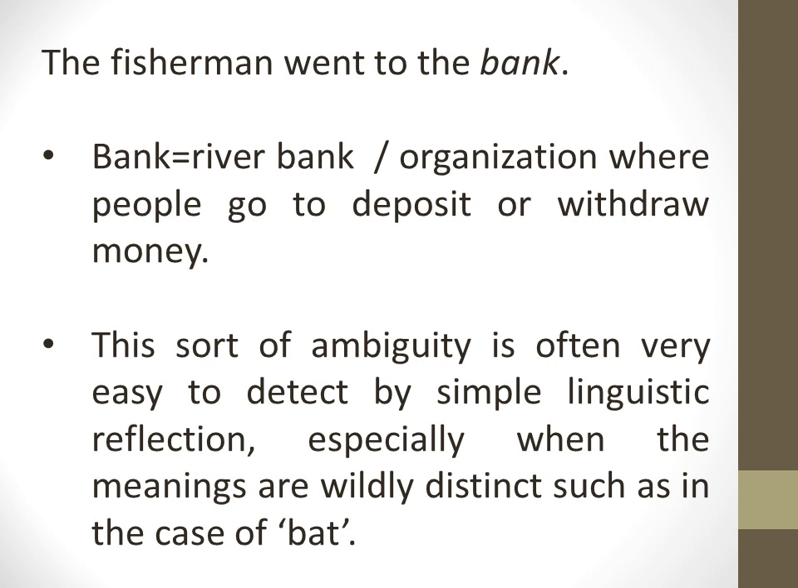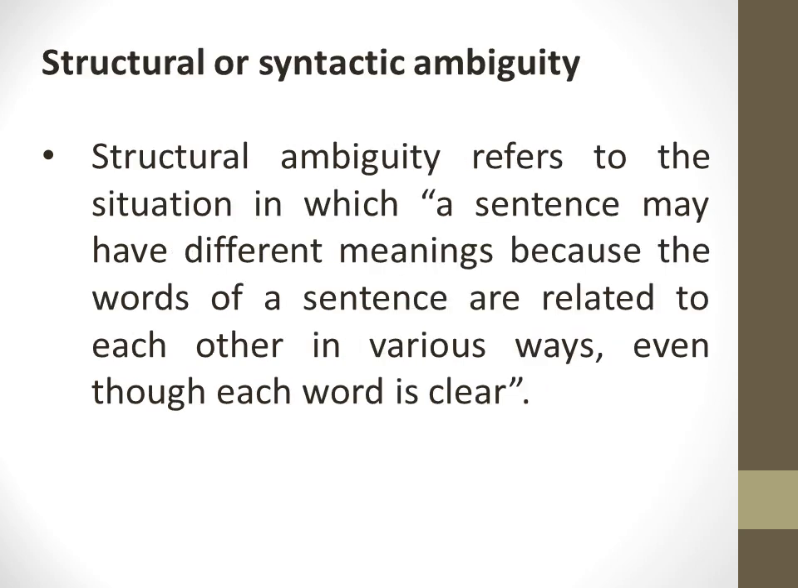Two totally different meanings. The second type of ambiguity is called structural or syntactic ambiguity, and it refers to the situation where a sentence or a phrase may have different meanings because the words of a sentence are related to each other in various ways, even though each word is clear. So the meaning of individual words is clear. They don't have multiple meanings. The ambiguity arises because of a certain phrase and how it is connected to other parts of that sentence.